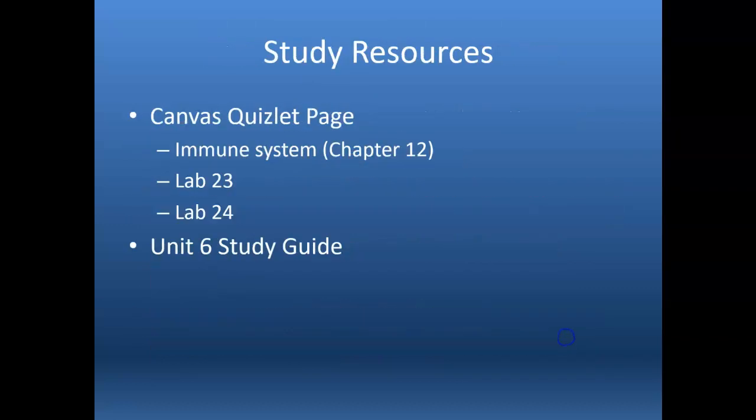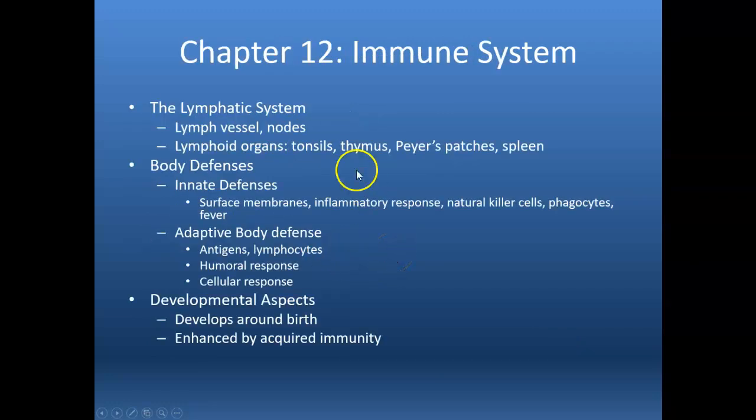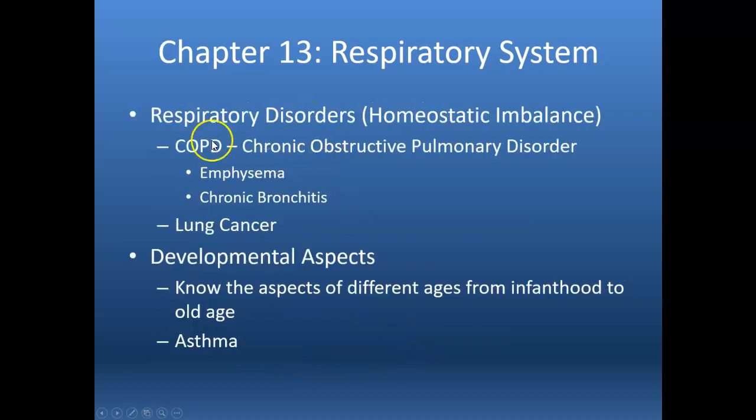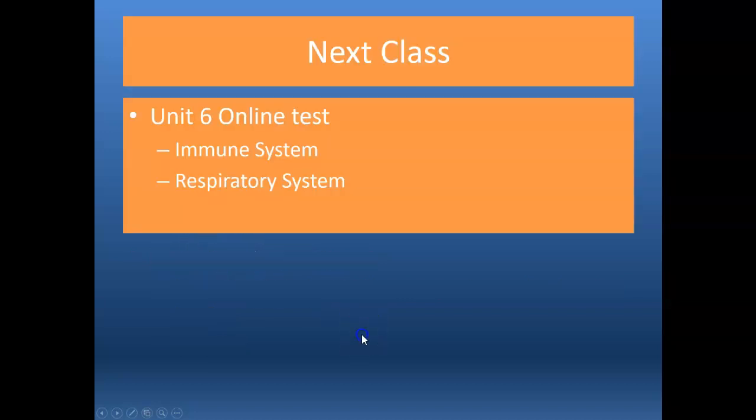Resources, Canvas Quizlet pages for the immune system, the labs 23 and 24, and then there's a study guide on Canvas. And that goes over some of the highlights from those study guides. So lymph system, body defenses, developmental aspects, respiratory system, the functional anatomy of it, the physiology, how does it actually work with the partial pressures of atmospheric, intrapulmonary, and intrapleural, and then there's different aspects of gas transport. And then respiratory disorders, COPD, lung cancer, developmental aspects, and so on.